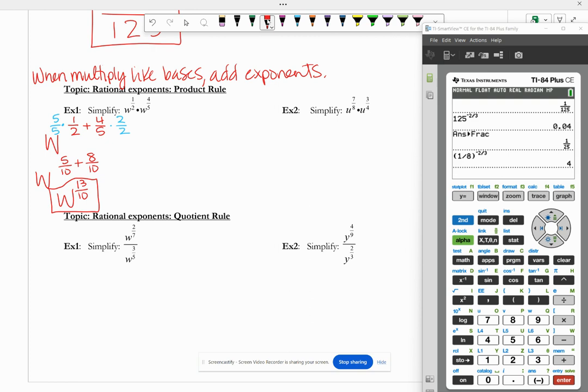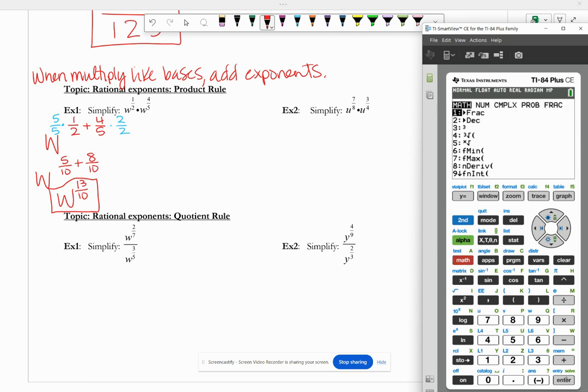If you also wanted to do this in the calculator, fractions are division, so 1/2 plus 4/5 gives me a decimal. Math frac is your friend, 13/10. So I'm there again.